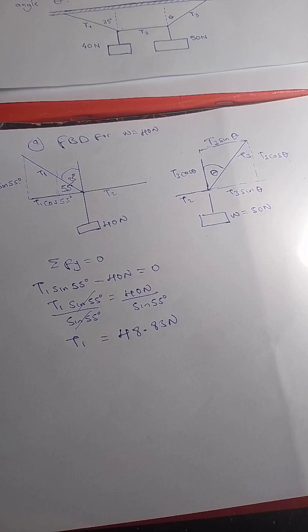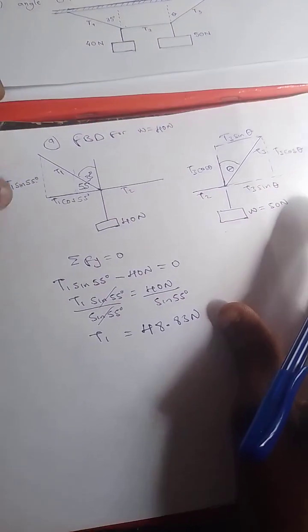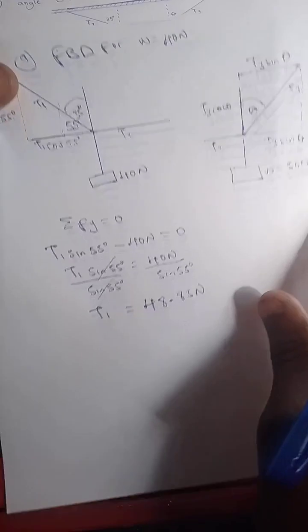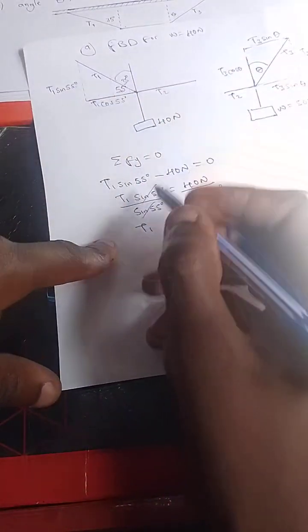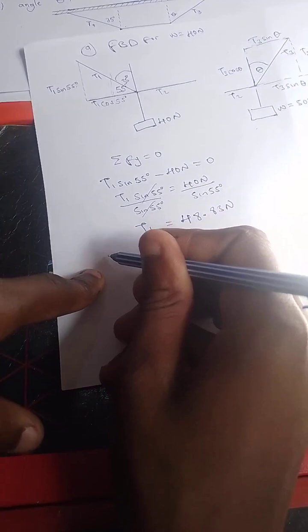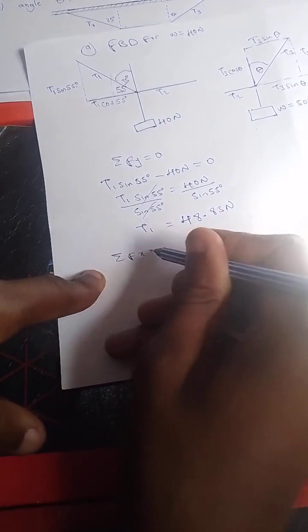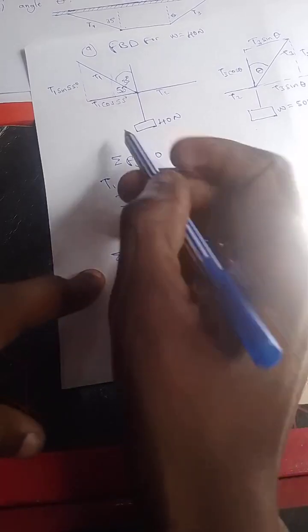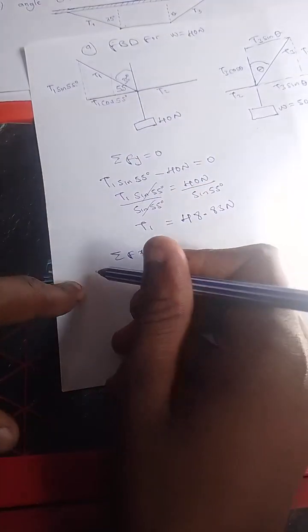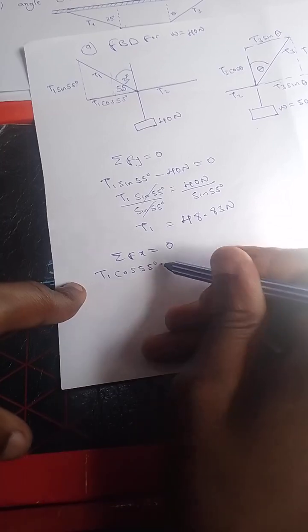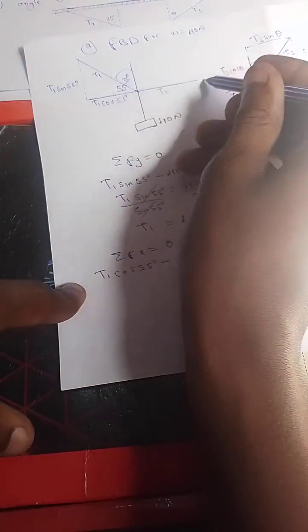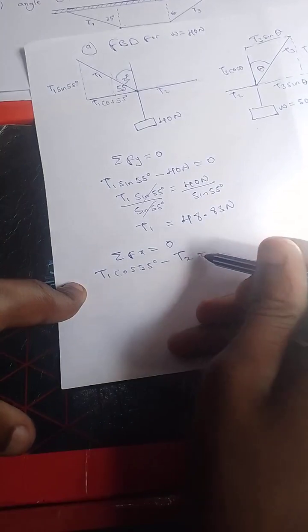Now the other thing is that, for the same free body diagram, what do we have in the x-axis for this first free body diagram? If I say my summation of F in x should be equal to what? 0. Now the forces acting in the x direction, we have T1 with a cosine of 55 degrees, minus the other force in the x direction, which is our T2, which should be equal to 0, like that.